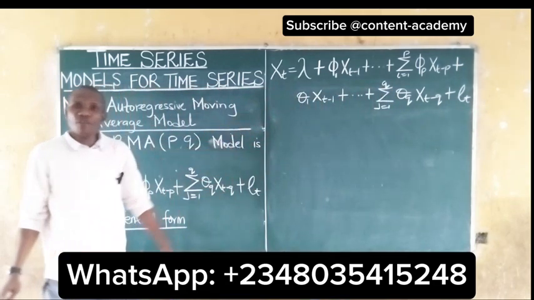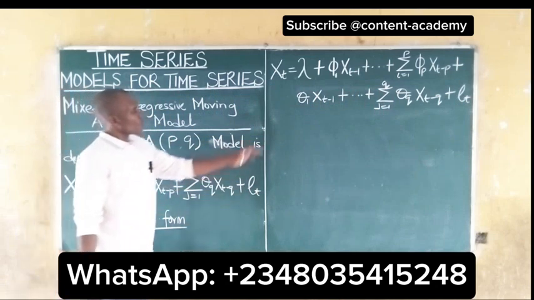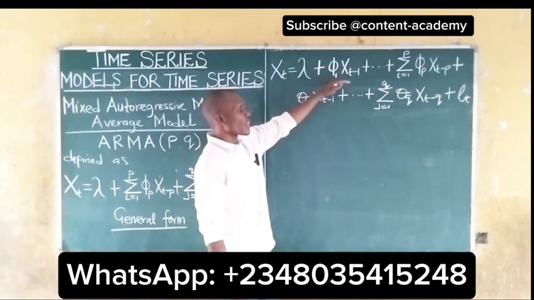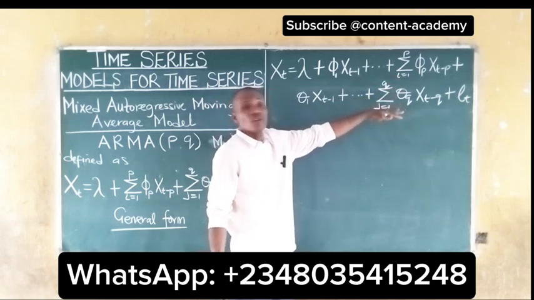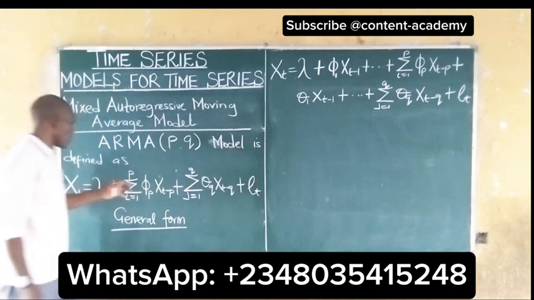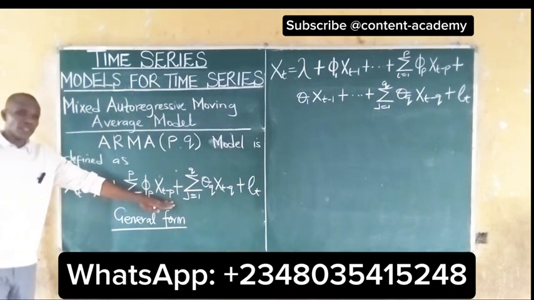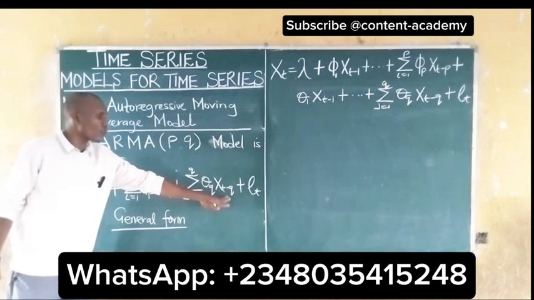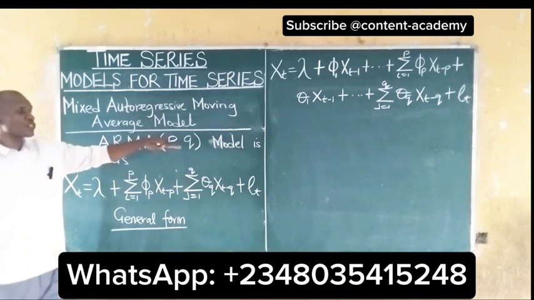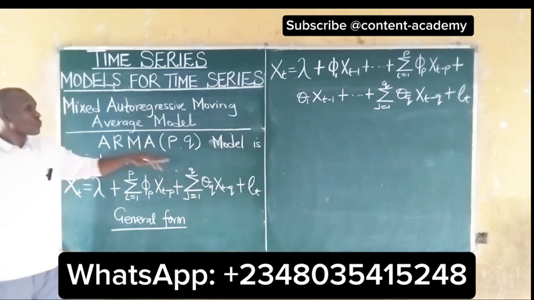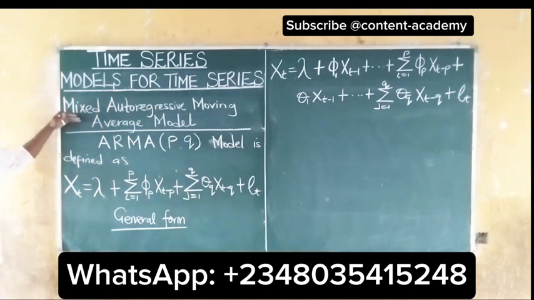So this is the general form of this model. If you look, the autoregressive part comes first, while the moving average of order two comes second. The autoregressive came first and the moving average came second. So what we just finished writing is the autoregressive moving average model of order p, q. So it's a mixed model.